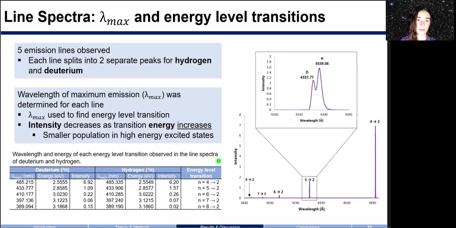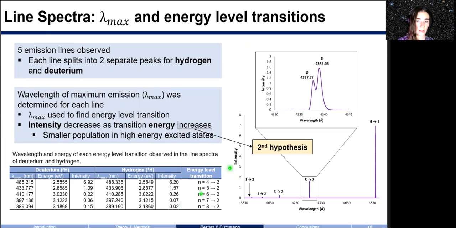Lastly, getting into the line spectra portion of this experiment, 5 emission lines were found for both hydrogen and deuterium, and lambda max was determined for each, which allowed us to determine the corresponding energy levels, as shown in this table below. And it was found that the lines at shorter wavelengths had smaller intensity, which is consistent with our second hypothesis, because there are fewer atoms in those high energy excited states to allow for those high energy transitions to occur.